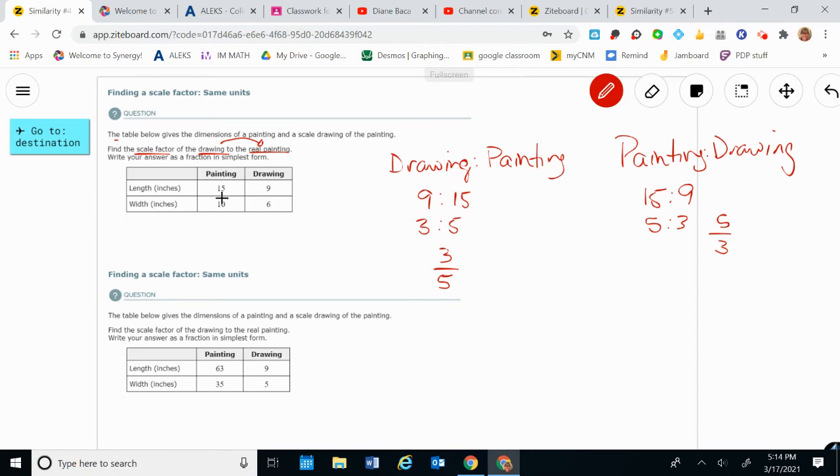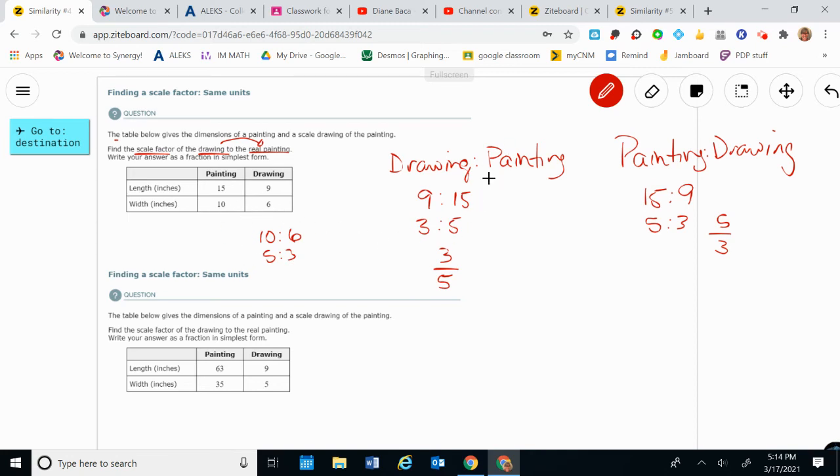So in other words, we could do it with the 10 and the 6 as well, you guys. I think this should be the same. 10 to 6 for the width. This is the length, this is the width. That reduces to 5 to 3. It's the same, I was like, it should be the same. No, it's 5 to 3.